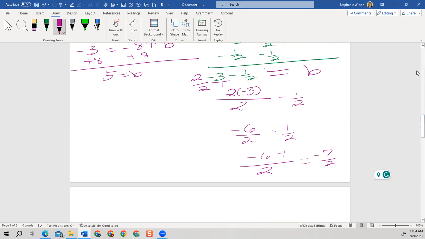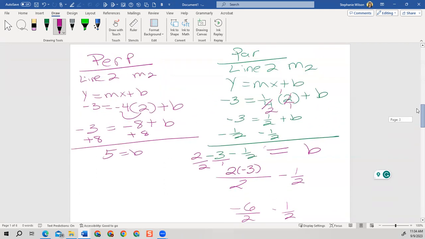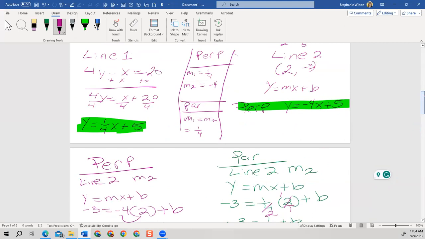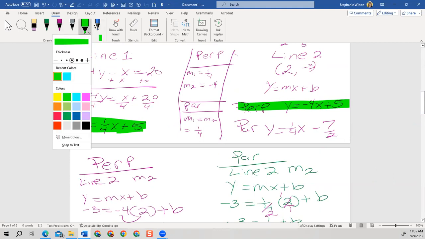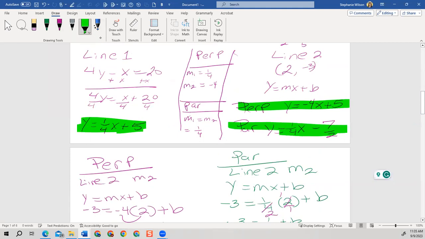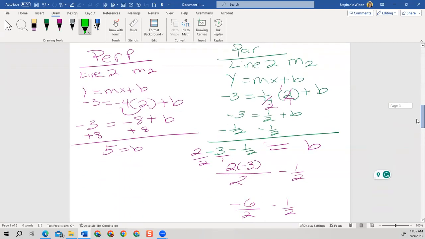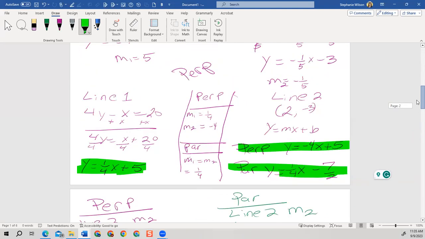So now I know what my parallel line is, or excuse me, my parallel line. We already did the perpendicular. It is equal to 1/4 x minus 7/2. And there's my parallel line. And I'm just going to double check, make sure I didn't write something wrong. Okay, good deal.